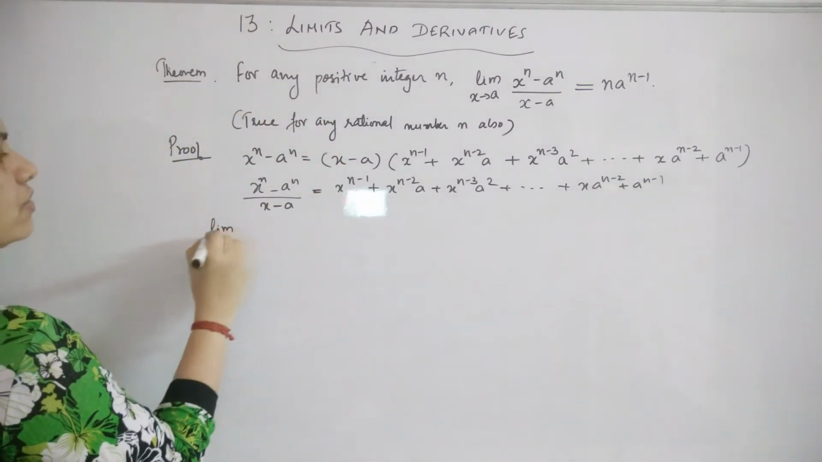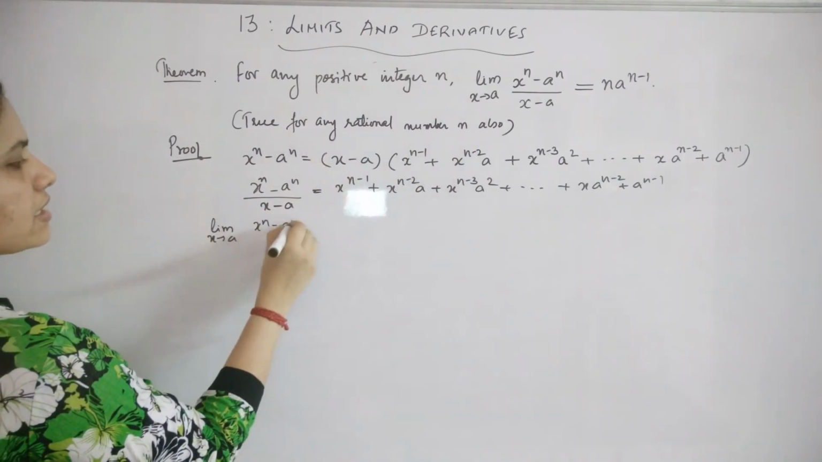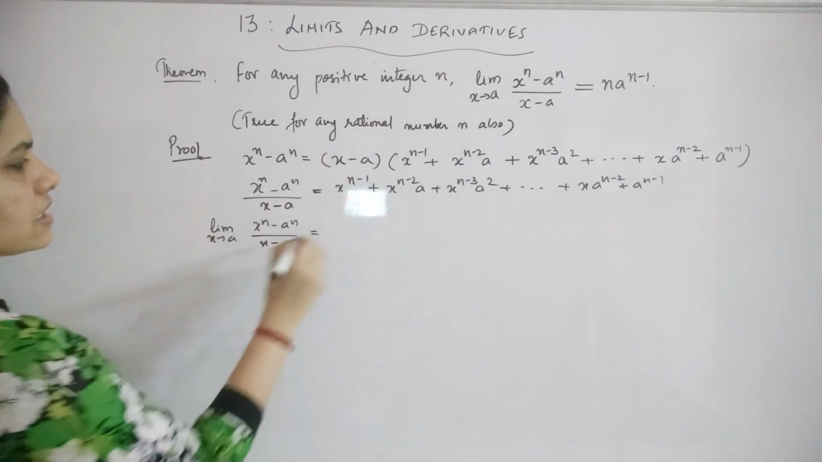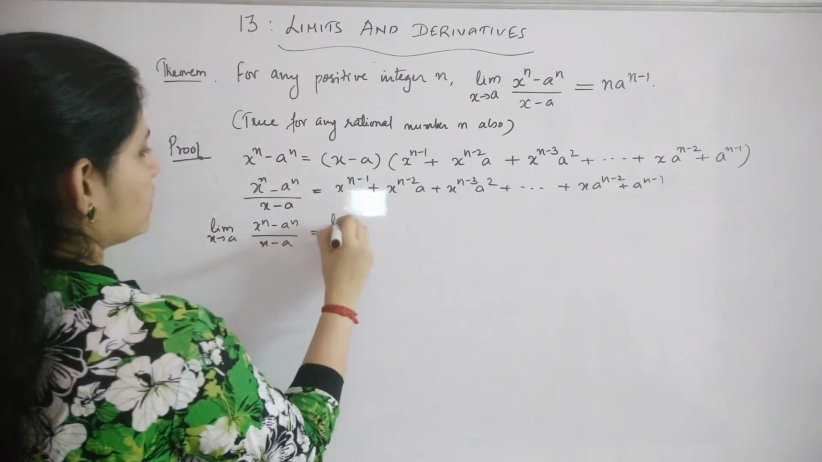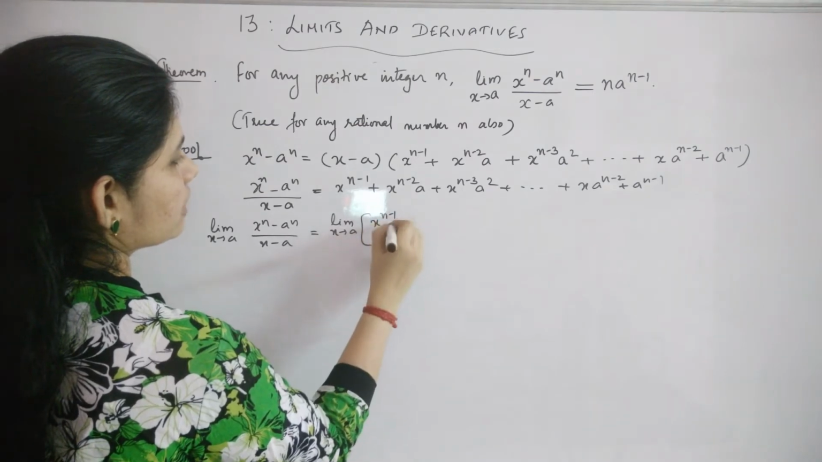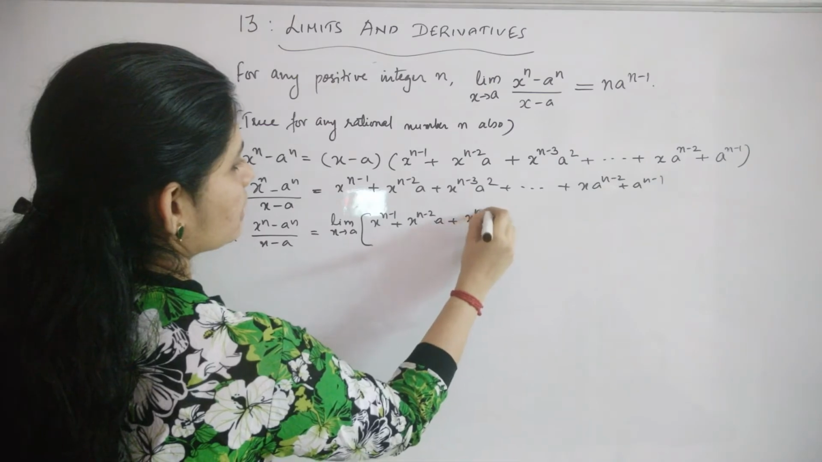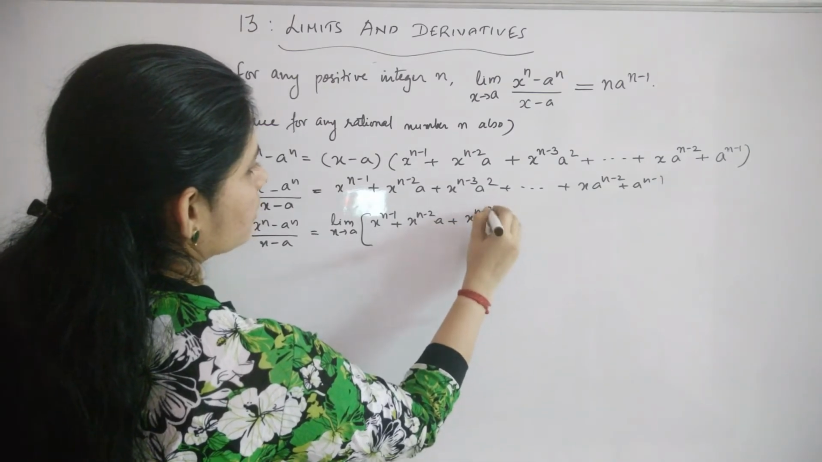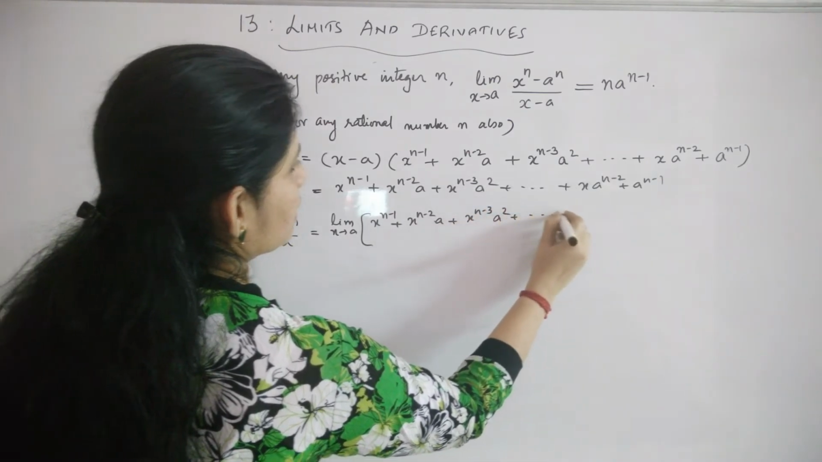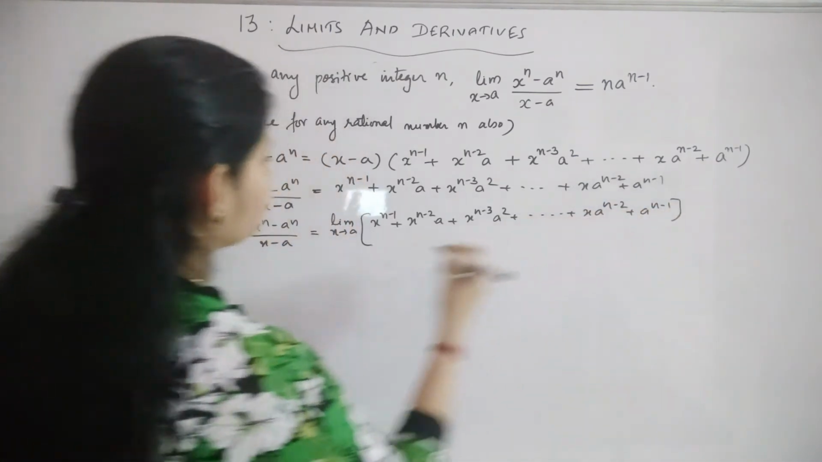Now taking limit on both sides, limit x tends to a, x raised to n minus a raised to n divided by x minus a is equal to limit x tends to a of the total, that is x raised to n minus 1 plus x raised to n minus 2 into a plus x raised to n minus 3 into a square plus etc. plus x a raised to n minus 2 plus a raised to n minus 1.